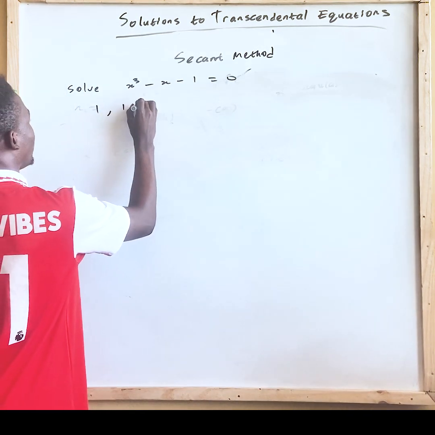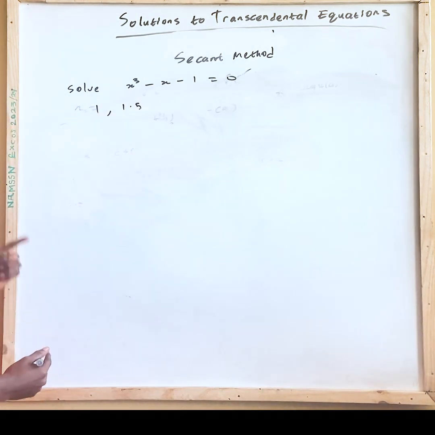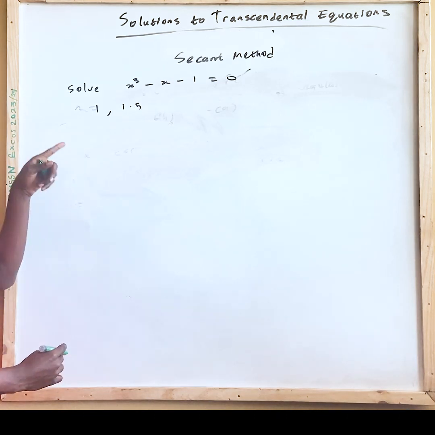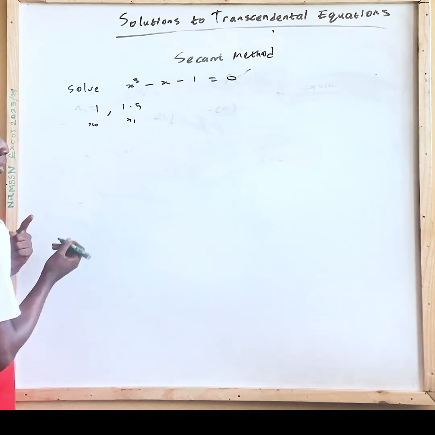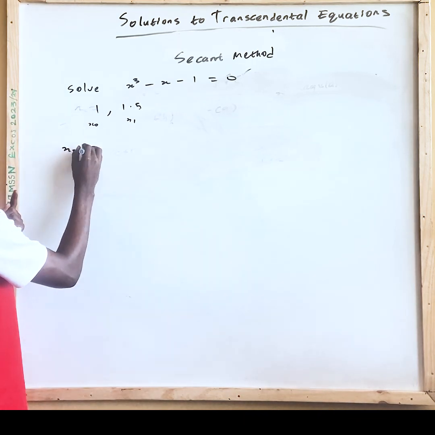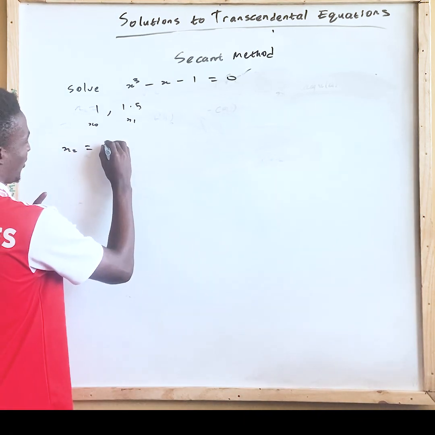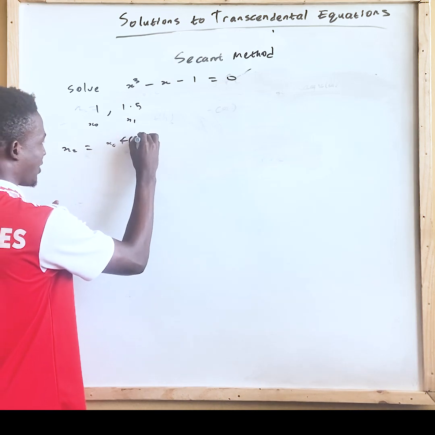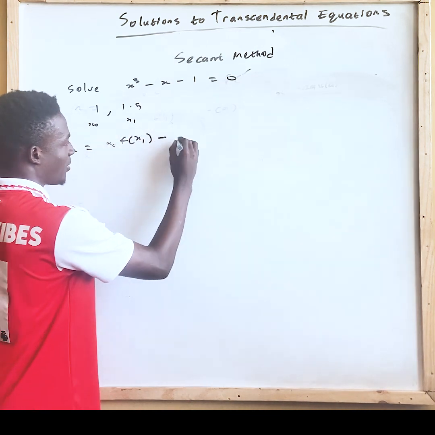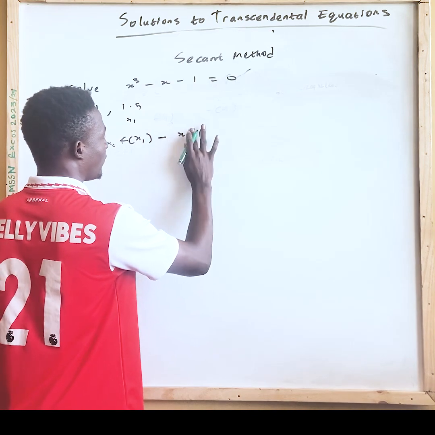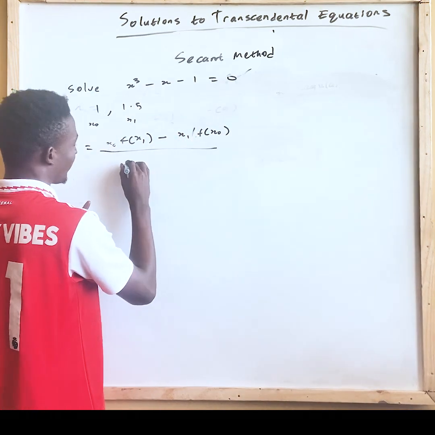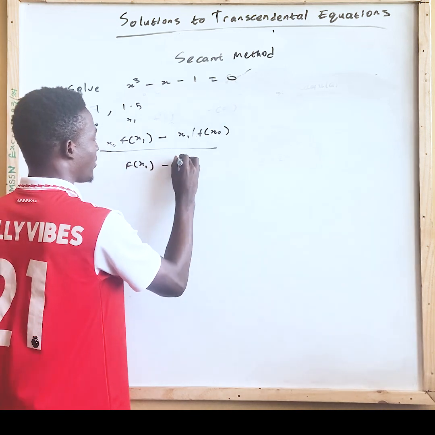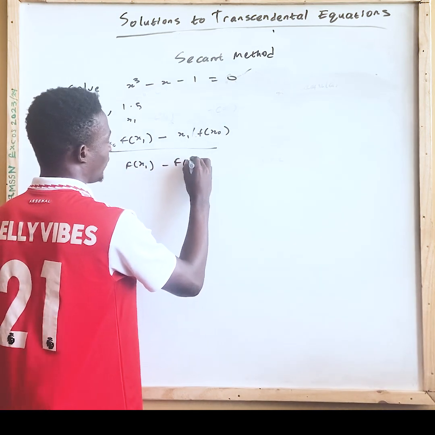1 and 1.5. So for the secant method, I will set one of them to be x0 and the other to be x1. So now, in the secant method, my x2 will become x0 f of x1 minus x1 f of x0 over f of x1 minus f of x0.